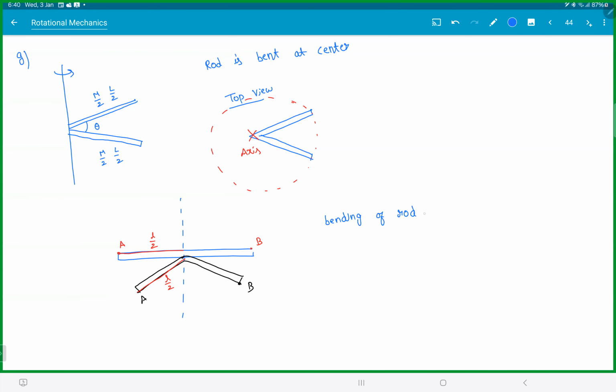Bending of rod about center does not change the perpendicular distance. Therefore, it will be ml square by 12, the same as the first one. Check.